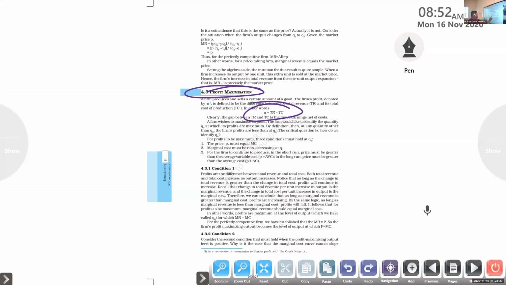And different conditions are there for firms to maximize the profit. Here is the third condition: for the firm to continue producing in the short run, price must be greater than the average variable cost. Average variable cost is what we spend to produce. Clear or not? So the price of the commodity should be greater than the average variable cost, and only then is it profitable.